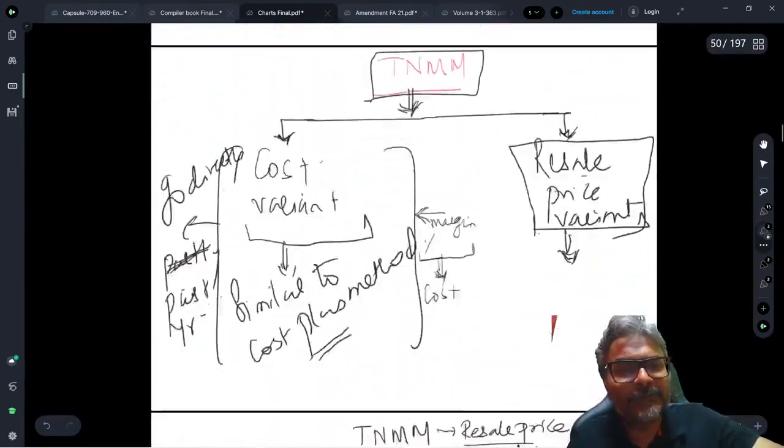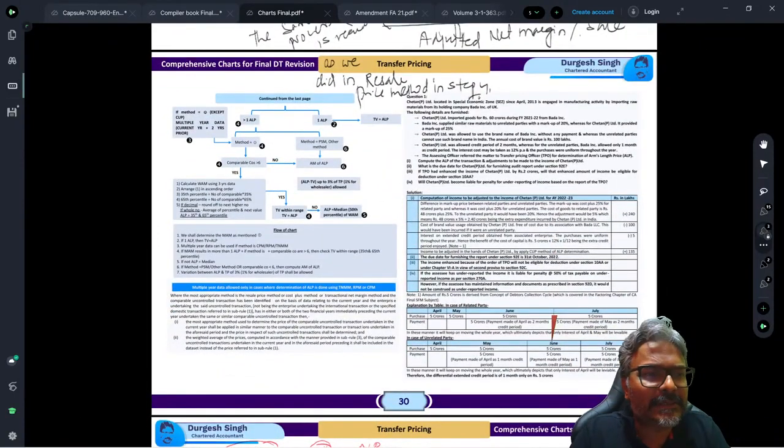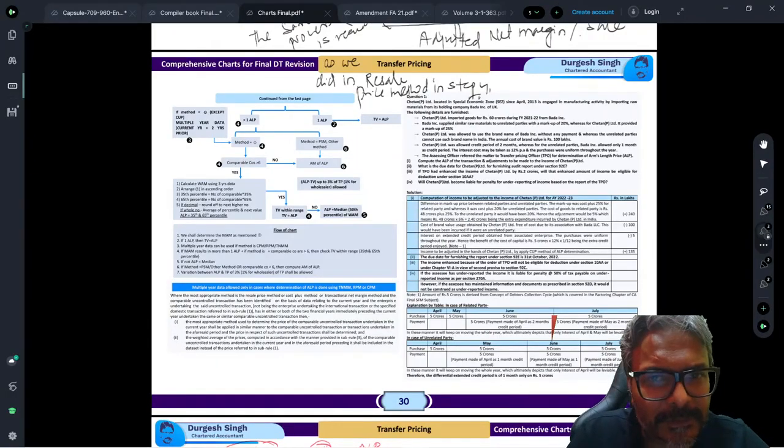I hope all of you are clear with this one, friends. This is how things have to be looked at in this regard. So with that, friends, we proceed further in this case.